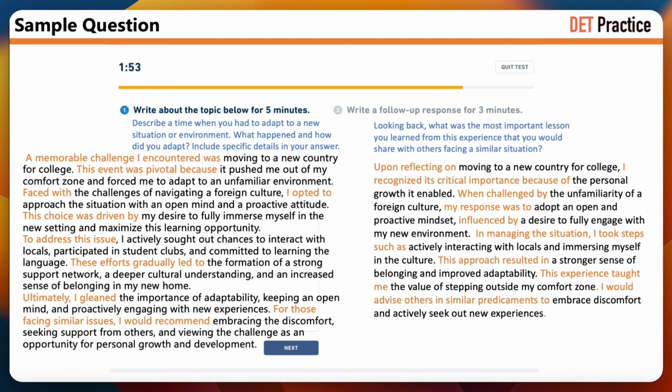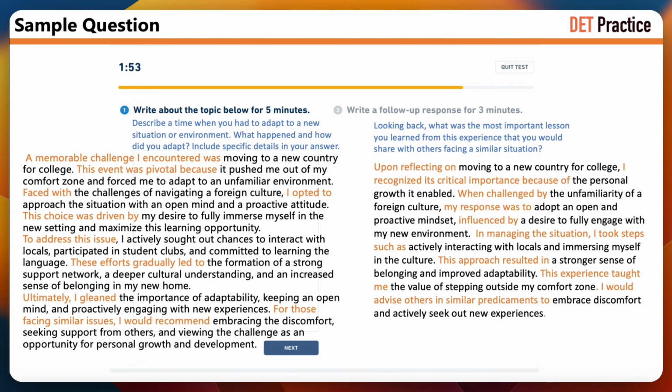The detailed process and outcome section follows the template closely. "In managing the situation, I took steps such as actively interacting with locals." The conclusion uses the suggested phrasing, "this experience taught me," and "I would advise others in similar predicaments to." Both responses demonstrate how these enhanced templates can be used to create well-structured, sophisticated answers that showcase advanced vocabulary and complex sentence structures while thoroughly addressing the questions.